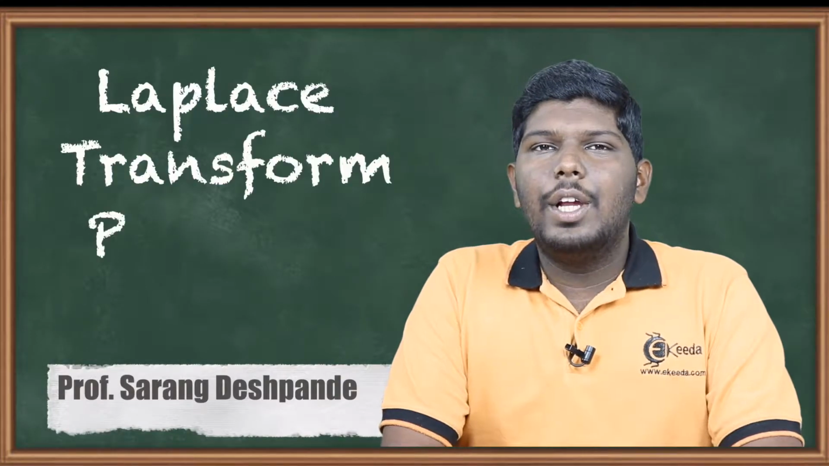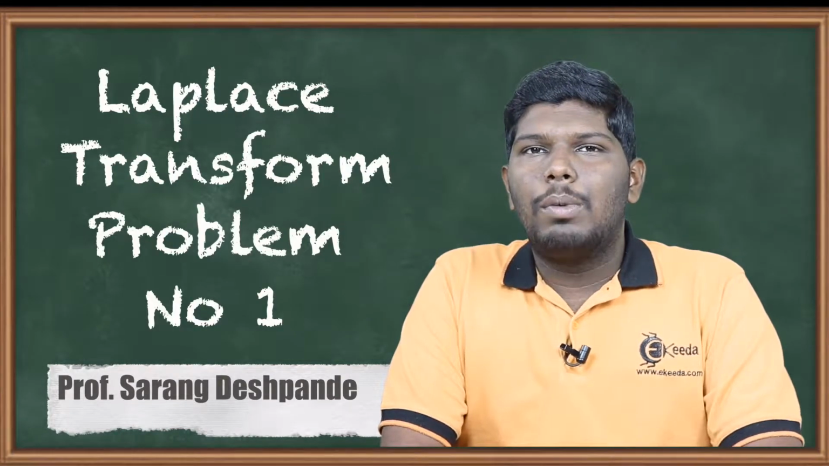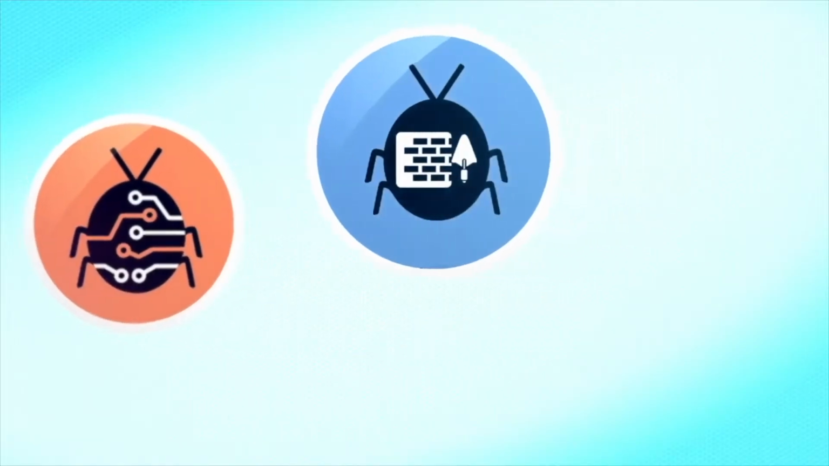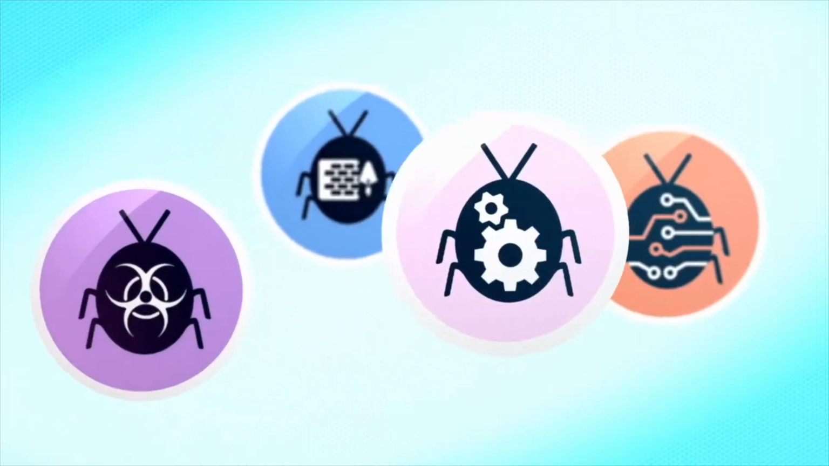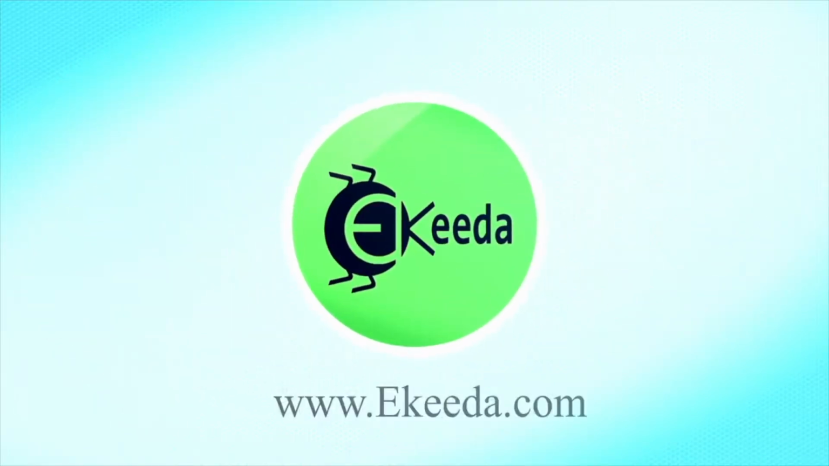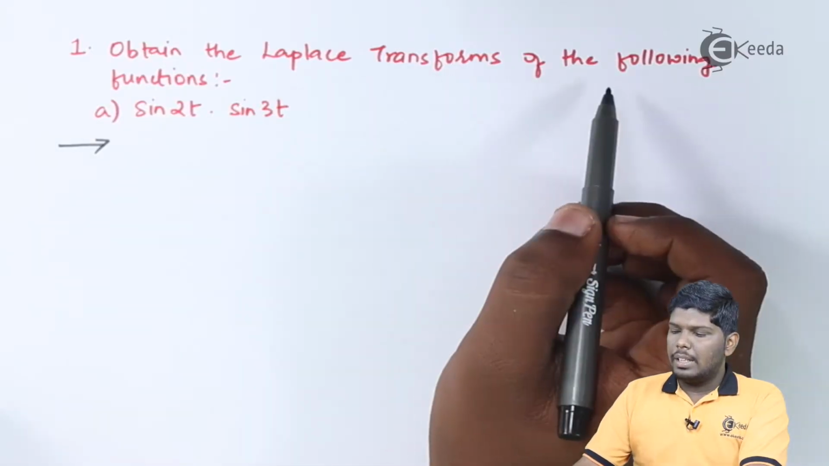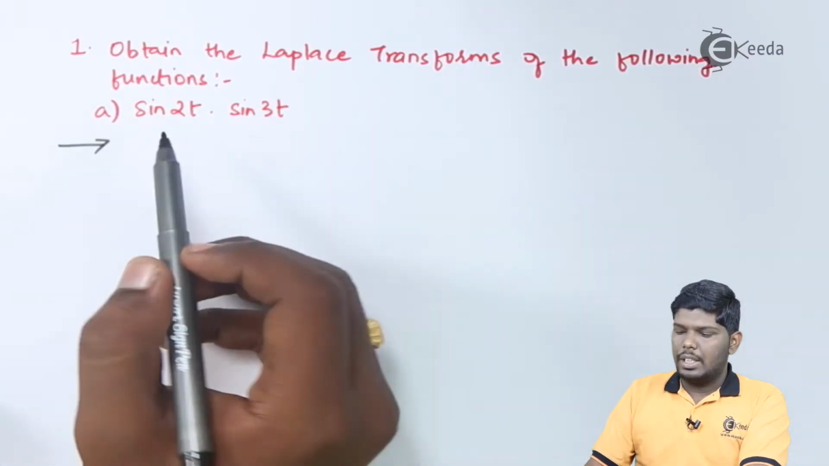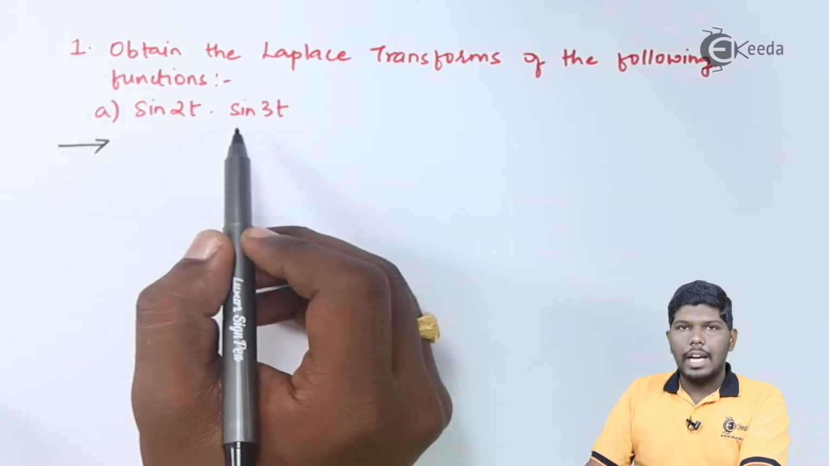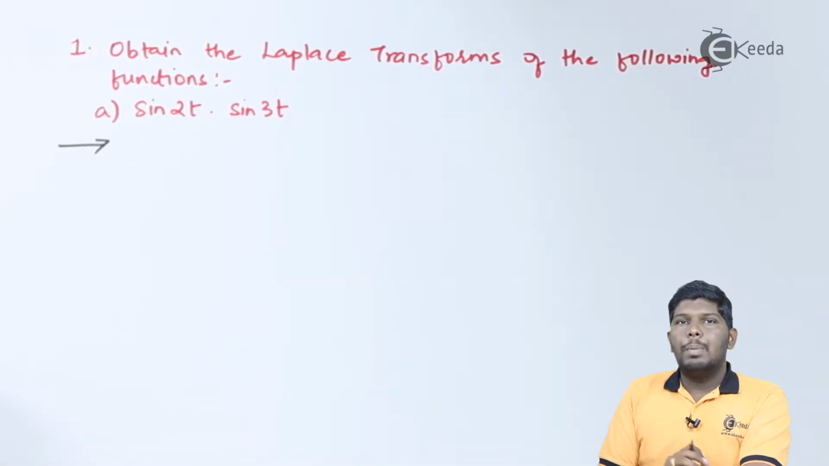Hello friends, in this video we are going to see few problems on Laplace transformation. Let us start with problem number 1. Obtain the Laplace transforms of the following functions, out of which first is sine 2t into sine 3t. In the previous videos of Laplace transform, we have seen different types of properties and formulas. So we are going to implement it one by one.